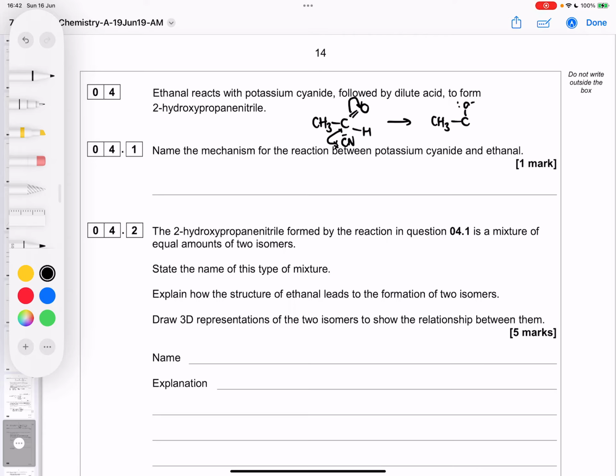So we've got a lone pair on there, a H, we've added the cyanide, and we're now going to go and get an acid. So we used a nucleophile, a lone pair donor, and we added it. We didn't knock anything off, so it's nucleophilic addition.